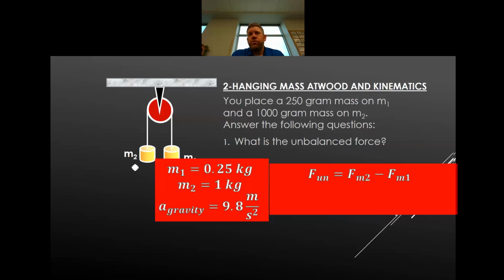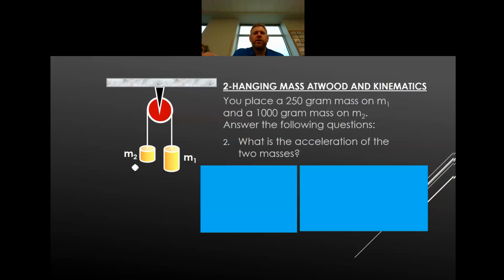The reason is mass 2 is bigger. In a two hanging mass Atwood, the heavier mass is going to be the one that creates the movement. That means the 1,000 is going to go down and the 250 is going to go up. So we take our 1 times 9.8 and subtract off our 0.25 times 9.8. We see here our F_net is 7.35 newtons. That's how much unbalanced force we have going downwards.